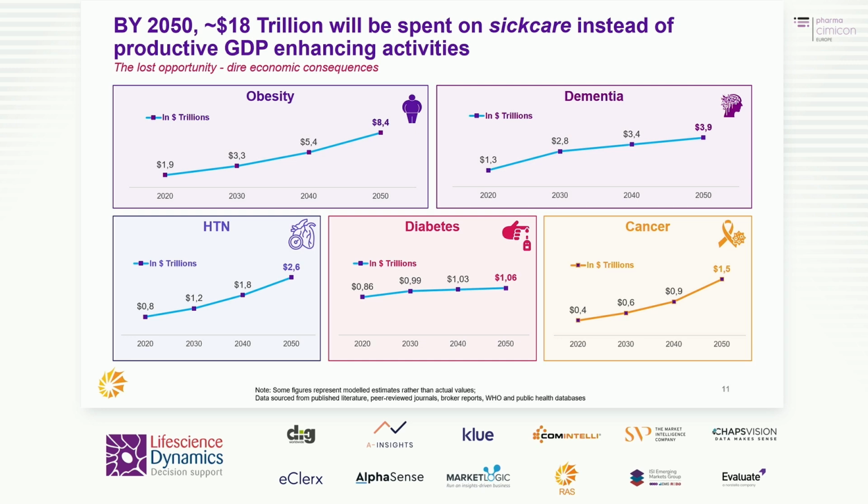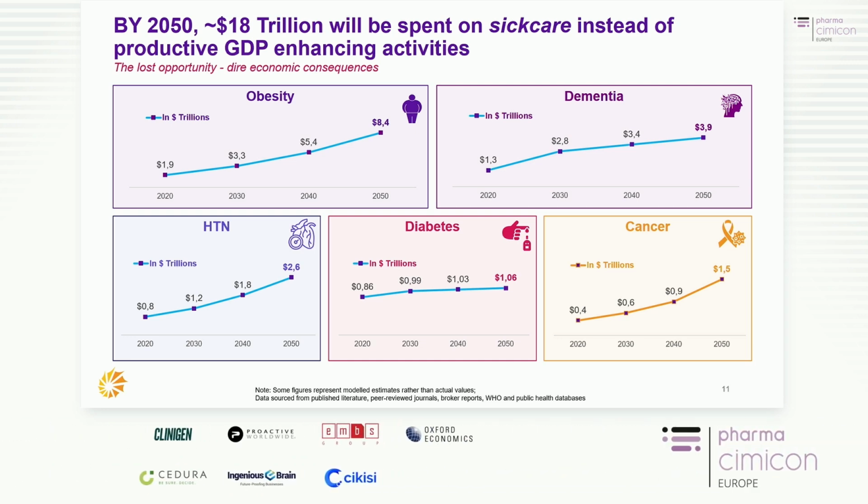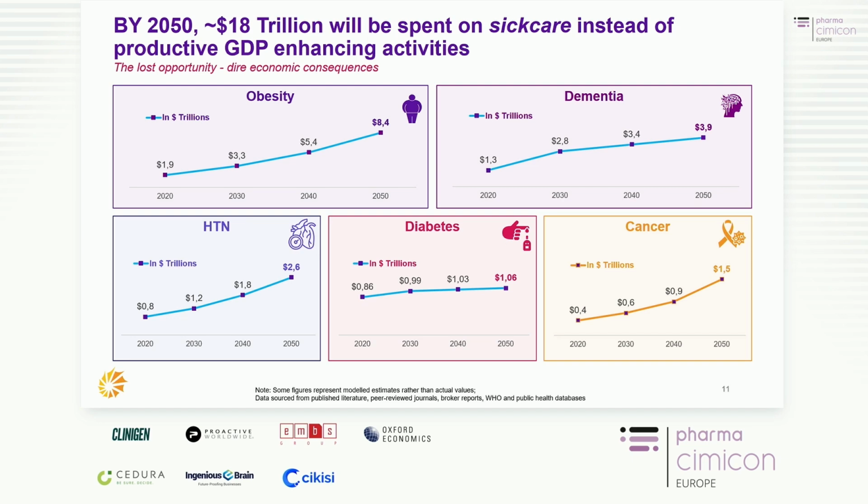Because remember, the global population is increasing only 20%, whereas all the other disease epidemiology is going 5x, 6x, 10x. Does that make sense?